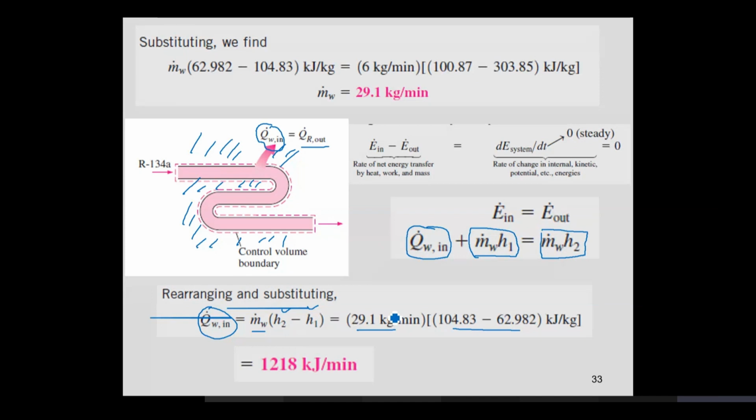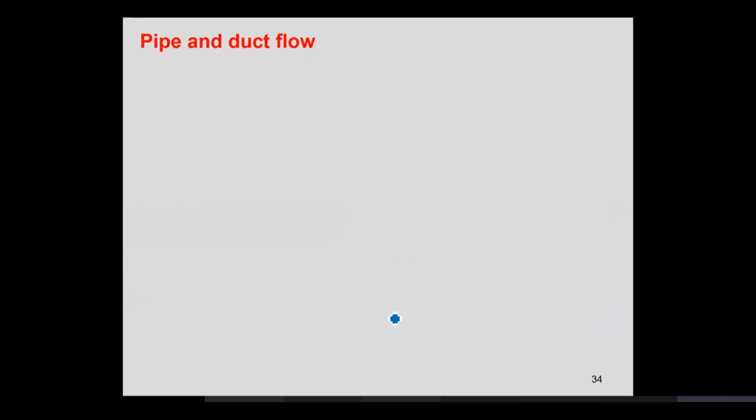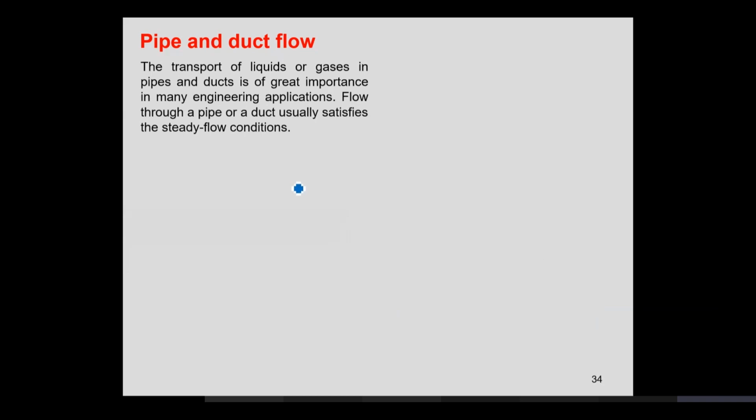The last component that we'll be looking into is the pipe and duct flow. They are essential components used to connect different components. They are used separately for different applications. The flow through a pipe or a duct usually satisfies the steady flow conditions. And these pipes and ducts are very frequently involved in air conditioning and refrigeration applications.